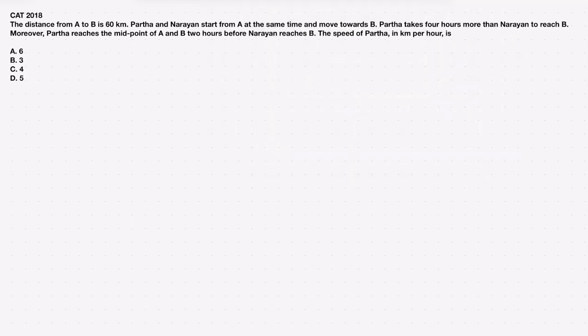So basically we need to calculate the speed of Partha, and we have been given that time taken by Partha is equal to 4 hours more than Narayan. So if we assume time taken by Narayan is equal to x, time taken by Partha becomes x plus 4. Then we know Partha reaches the midpoint of A and B 2 hours before Narayan. So Partha reaches the midpoint in (x plus 4) divided by 2 hours, and that is 2 hours before Narayan reaches B. Narayan reaches B in x hours, so 2 hours before that is x minus 2.